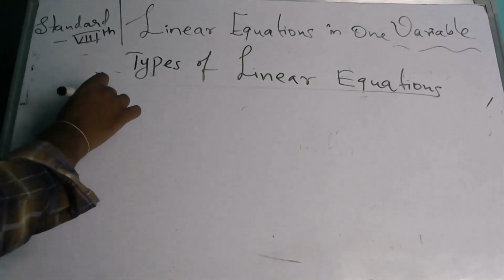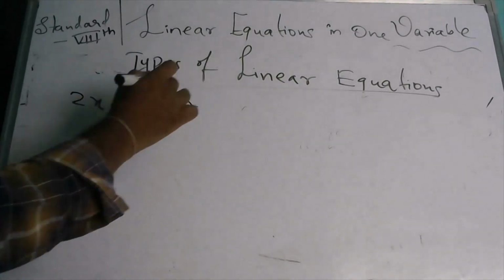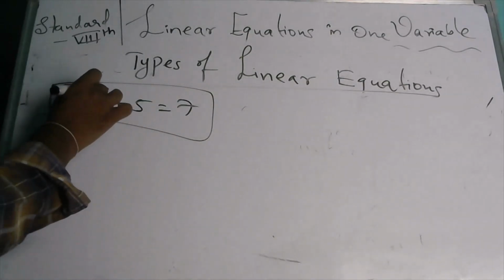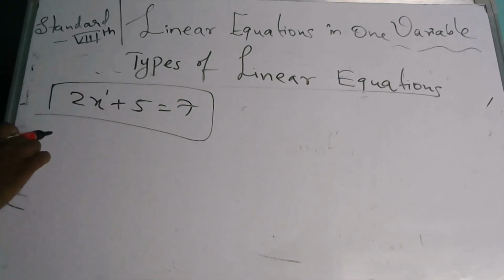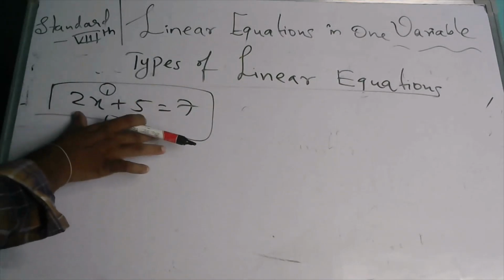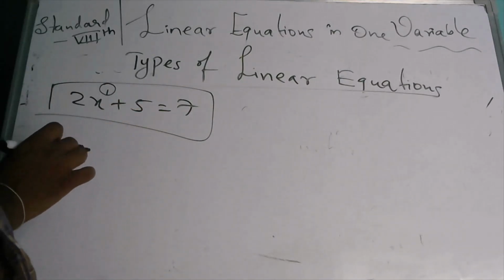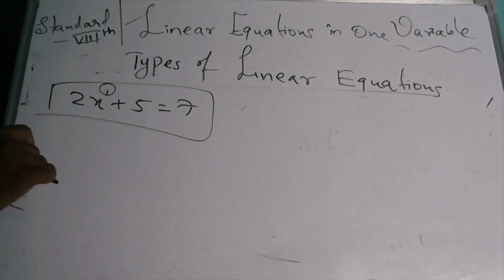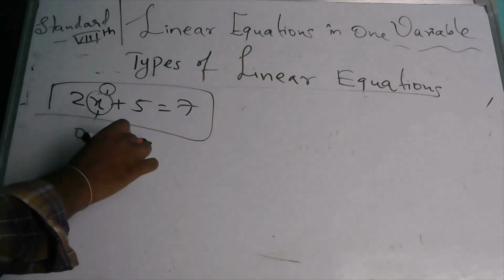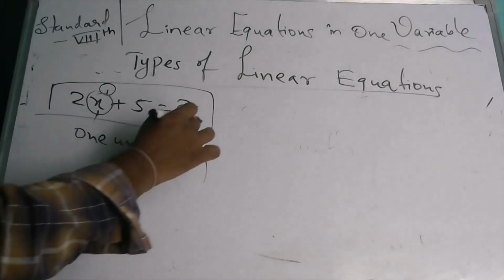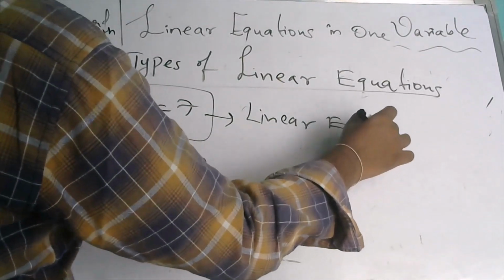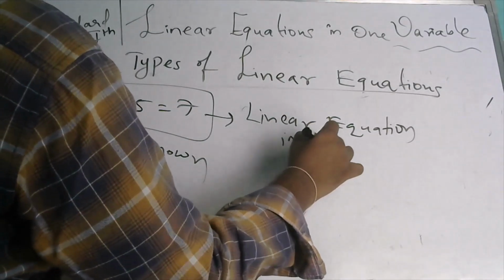Something like this: 2x plus 5 is equal to 7. This is a linear equation, right? First check the power: only one variable is involved, that is x, and its power is 1. So it is a linear equation. You can conclude that. And in this, how many variables are there? You can say how many unknowns are there? Only one unknown. So this is called a linear equation in one variable.